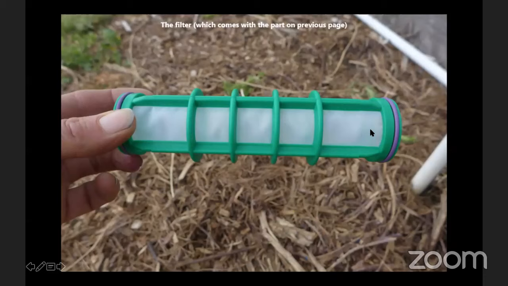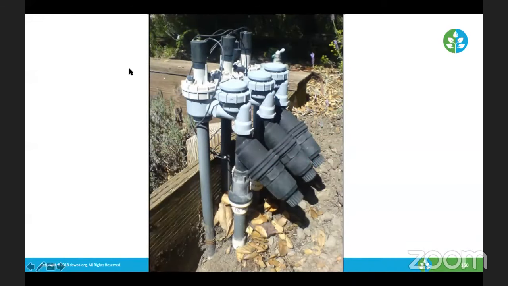So you can see, we want to make sure it's nice and clean. And we also want to make sure that these filters are accessible. So here we have three in a row. We can easily open up each one of those without having to disturb any of the other valves. The easier it is for us to maintain and the easier we make it on ourselves, the more likely we are to actually maintain.